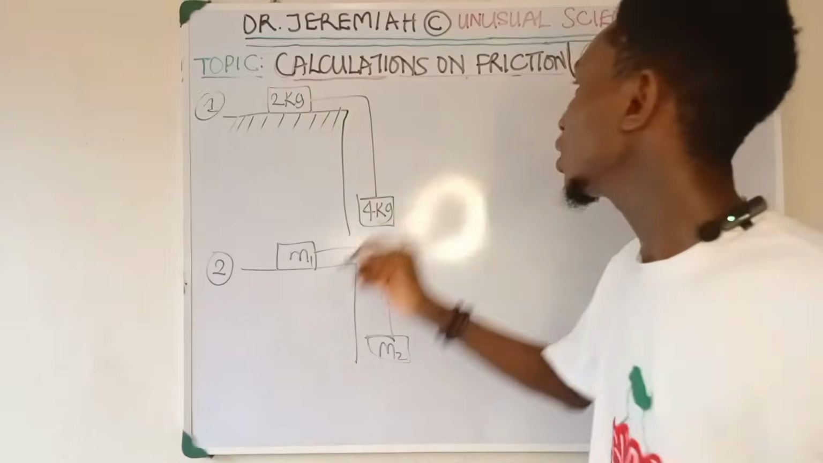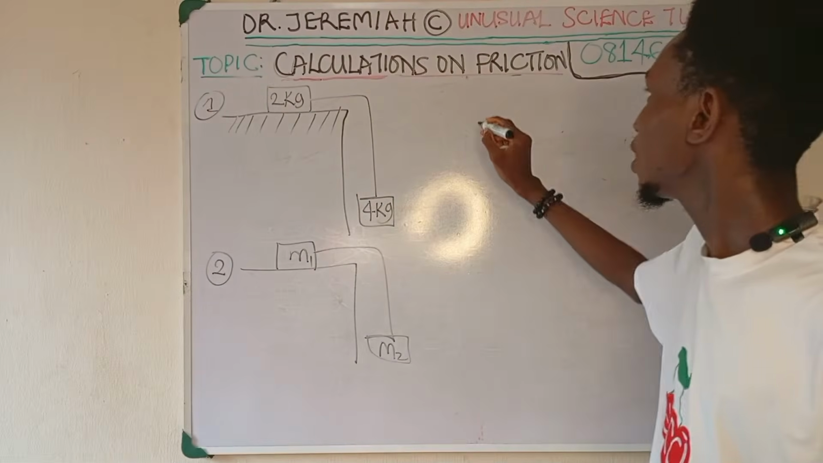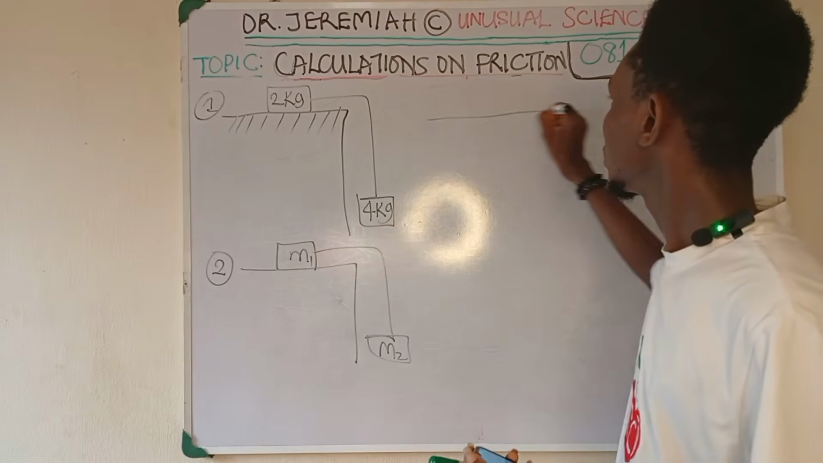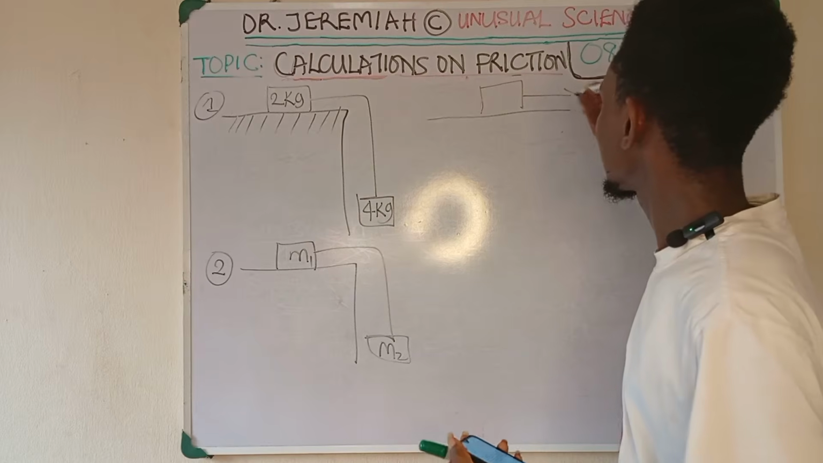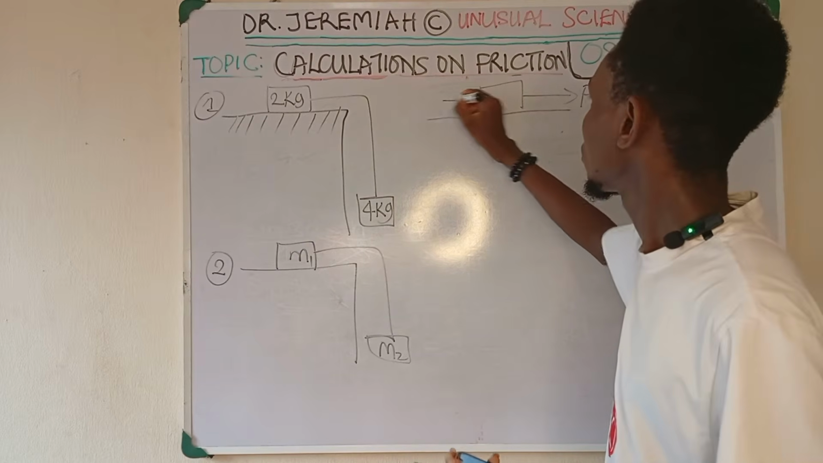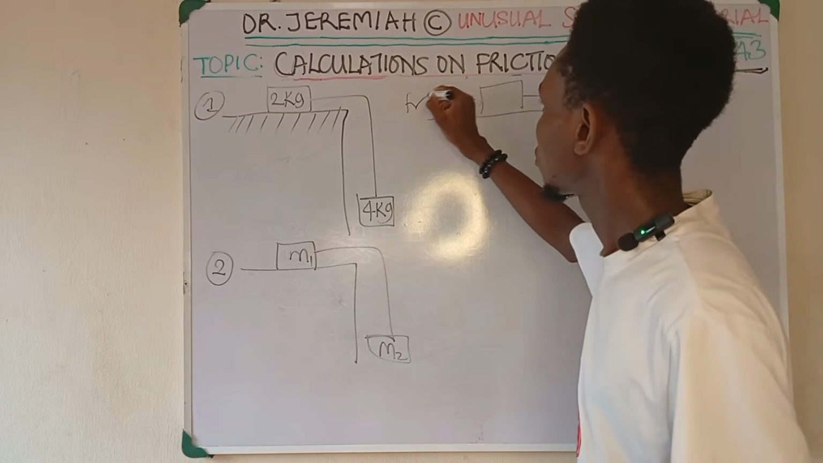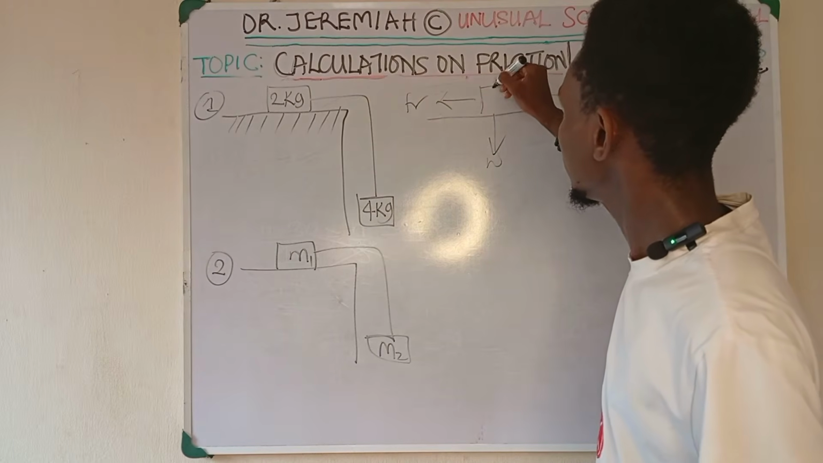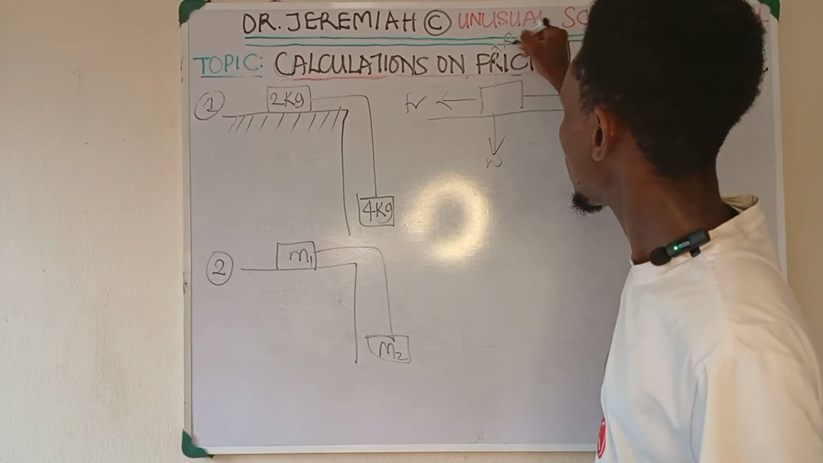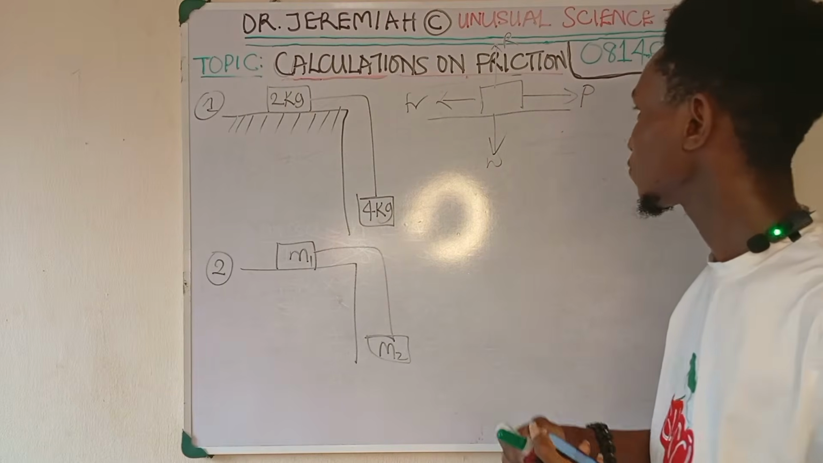Remember our resolution: when you have a body on a surface, you're going to get the pulling force, the frictional force, then the weight downwards, then the reaction upwards. So remember that stuff.